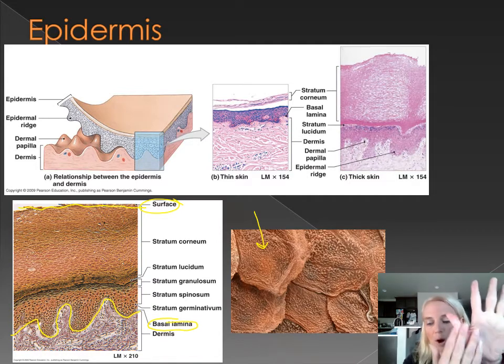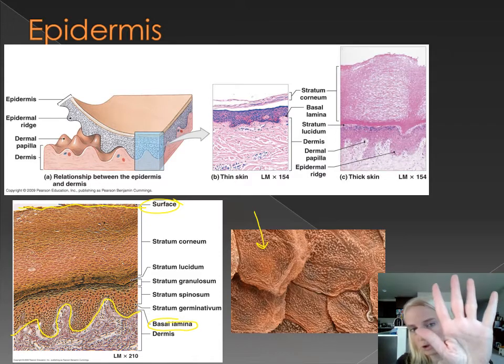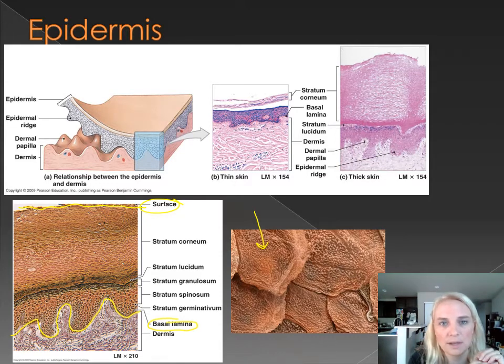If you are looking at the palms of your hands, I'm not going to bring my foot up, but the soles of your feet, this is what we call thick skin, and there are 5 strata associated with thick skin. If you look anywhere else, like arms, legs, hands, face, neck, back, front, butt, those are all going to be thin skin, and they're only going to be 4 layers.